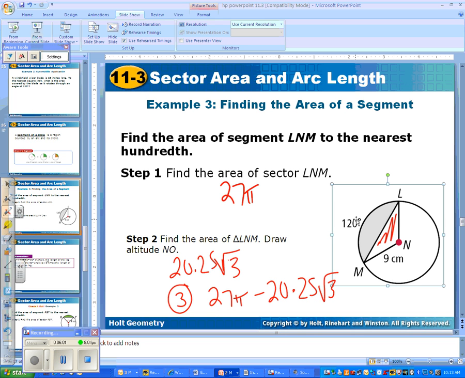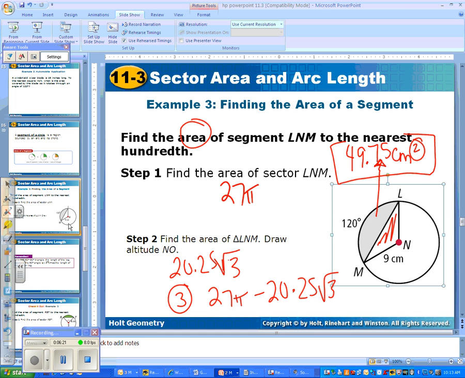So I get that the area of this shaded piece, once I did it in my calculator, was 49 point, let's see, nearest hundredth, 0.75 centimeters squared, since we're talking about area. So we have to have that squared. Okay, so that's our final answer. This is the hardest type of question I can give you.